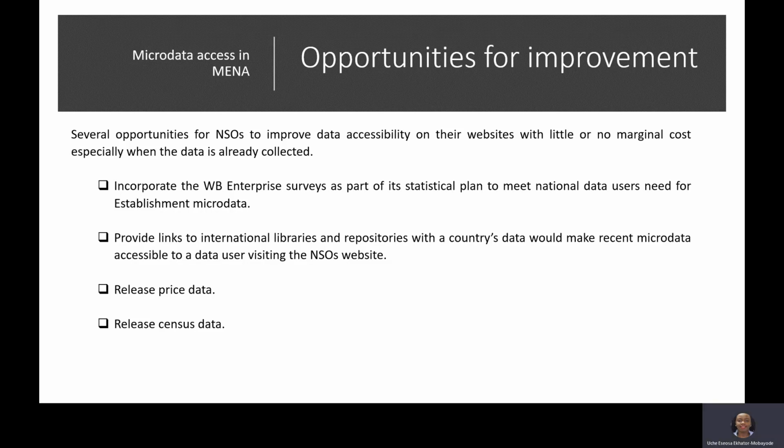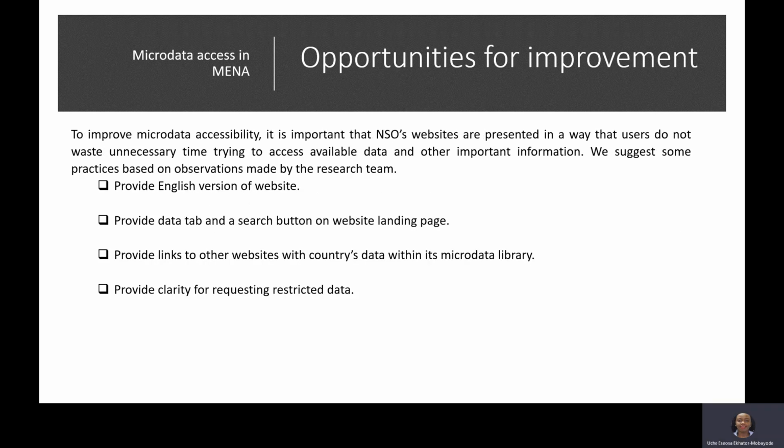And lastly, it would be to release census data. Again, a good number of countries already collect census data. Releasing a subset of this data set would be important to reach researchers who are interested in disaggregated census data. So in general, what we see is that in addition to what NSOs could do to improve data access, they could also do a few other things to improve the experience of users visiting their websites.